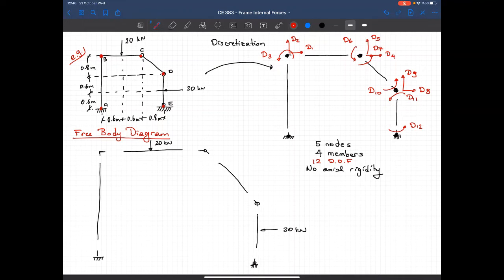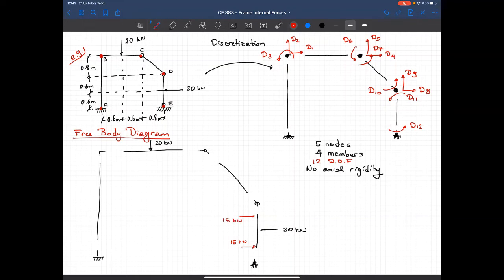If I take moment with respect to point D, I find out that this force should be equal to 15 kilonewtons. So 15 kilonewtons is the horizontal force. Now again, at the same member, I'm writing that the sum of horizontal forces should be equal to 0. So from that, this force should also be equal to 15 kilonewtons.